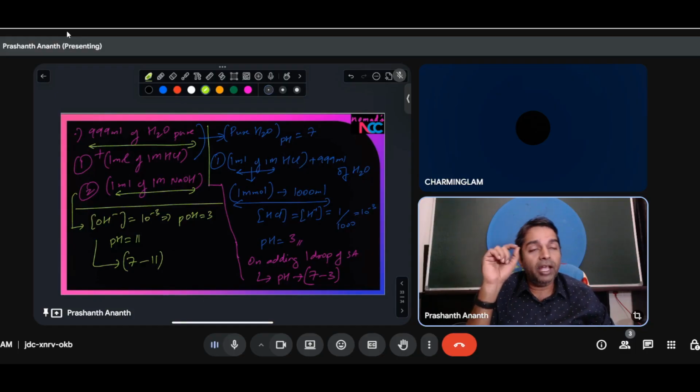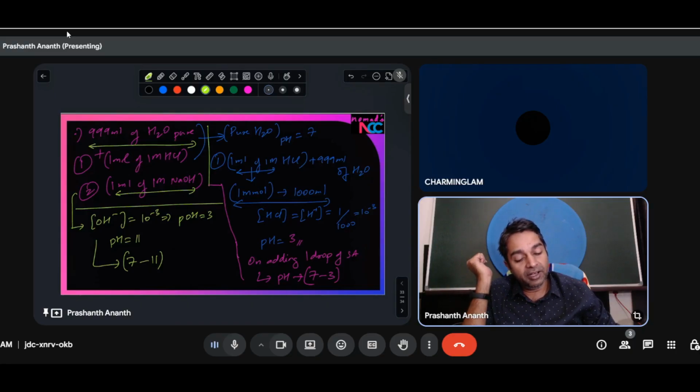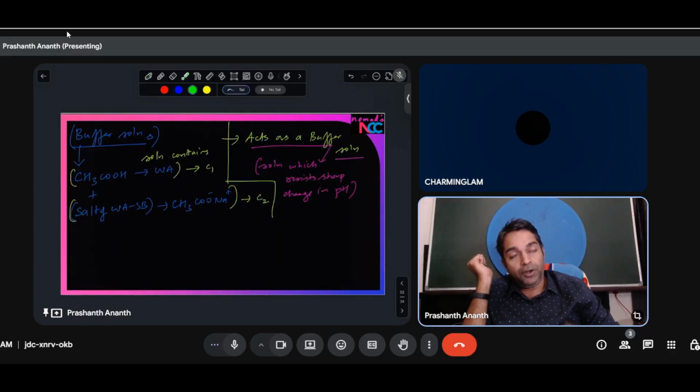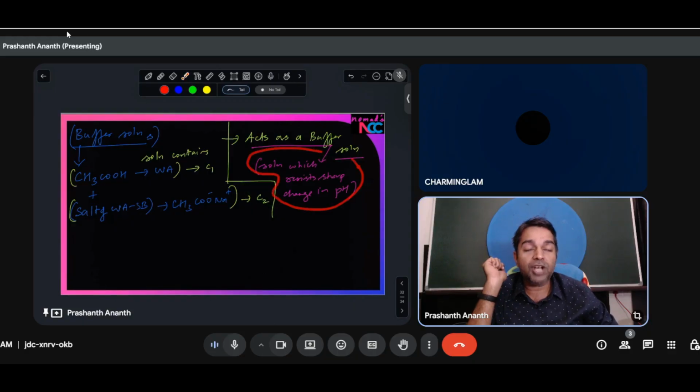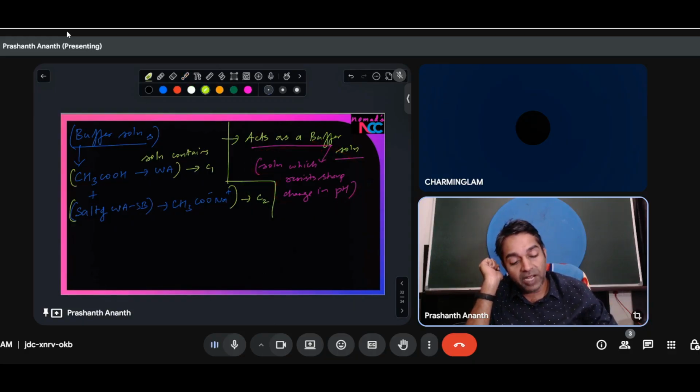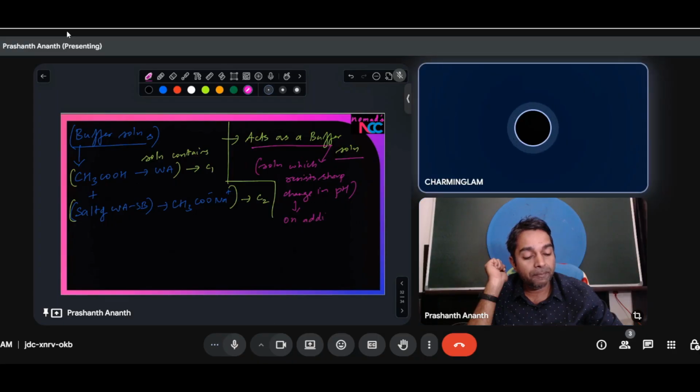So again, you are going to have a sharp change on adding 1 drop of NaOH. So the idea here is this: normal solutions, what happens to these normal solutions? They cannot and do not resist the change in pH, or sharp change in pH. So when will this sharp change in pH be seen? This sharp change in pH is seen on adding, titration.